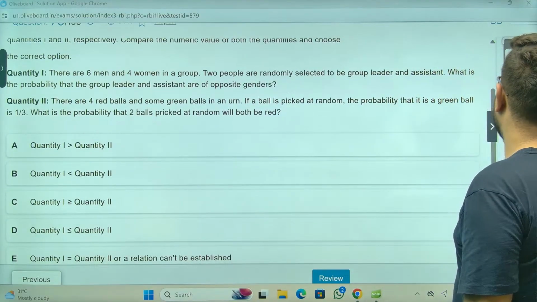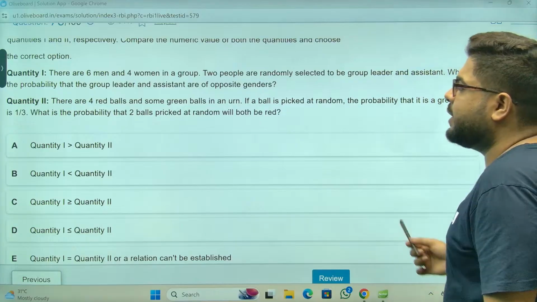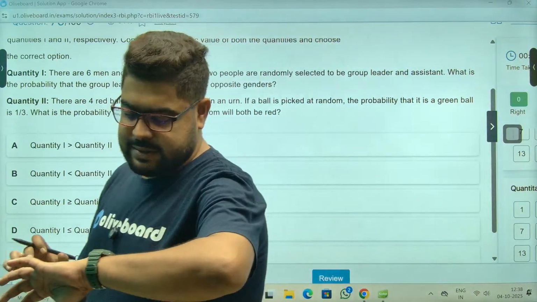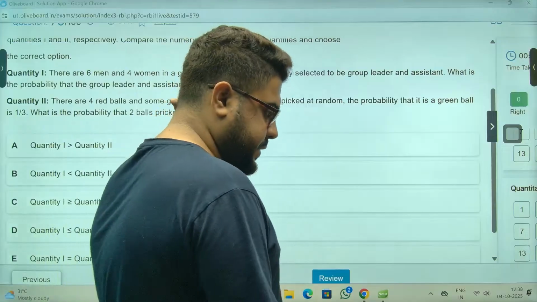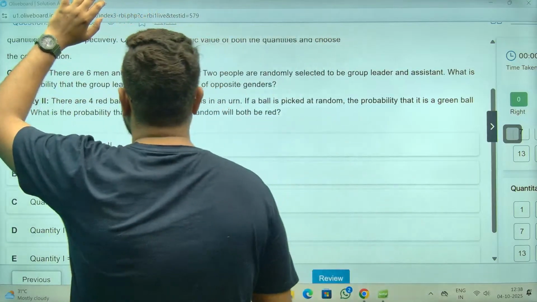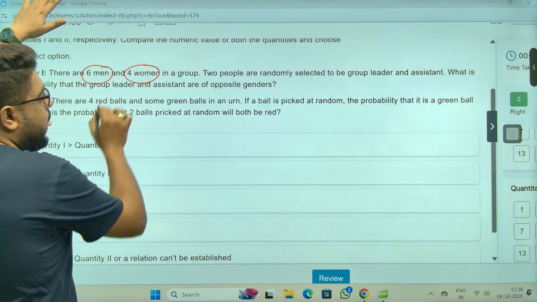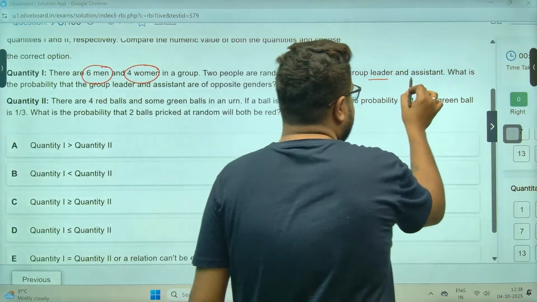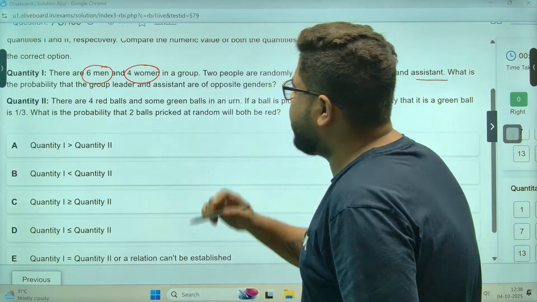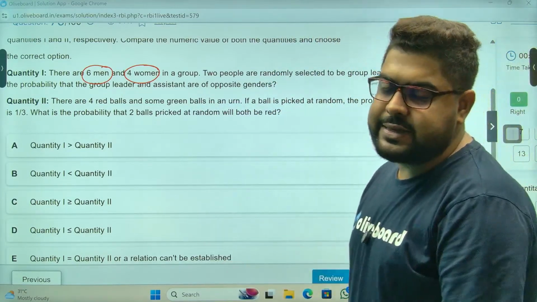They gave a probability question. Chalo, let's make the probability Q1, Q2 question, sir. Sir, there are 6 men and 4 women in the group. 2 people are randomly selected to be a group leader and assistant. What is the probability that the group leader and assistant are of the opposite gender?